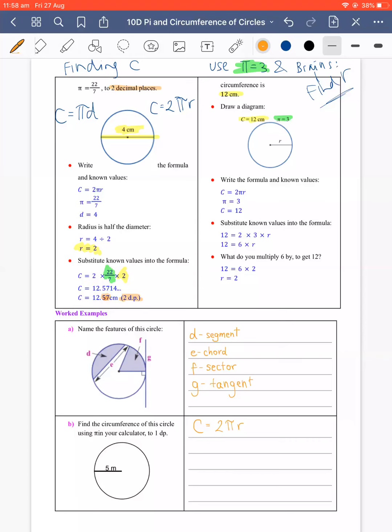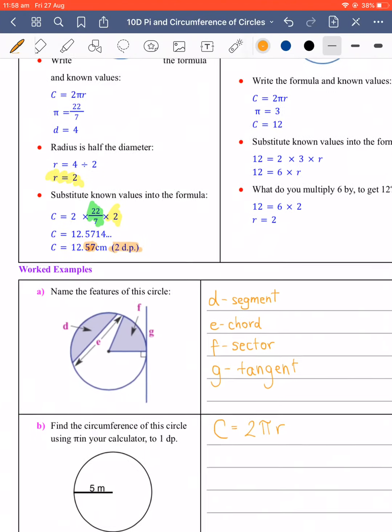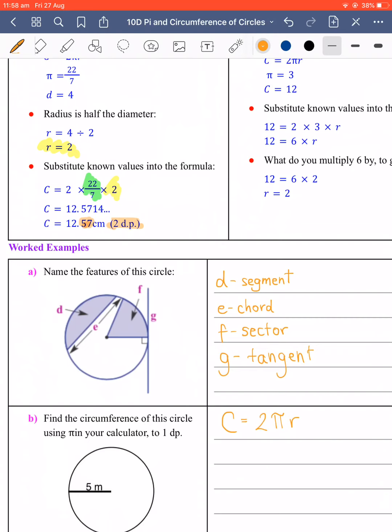On to our second last video. We are now going over our worked examples. So again, we need to be aware of what the features of our circle are. I have here my letter D, which is the area created by the letter E.